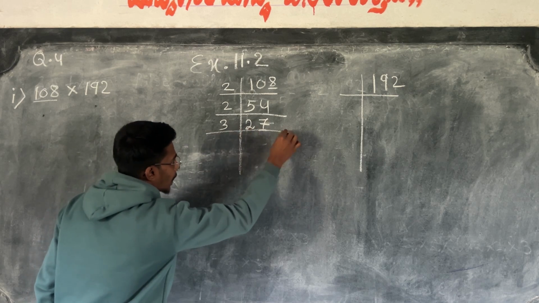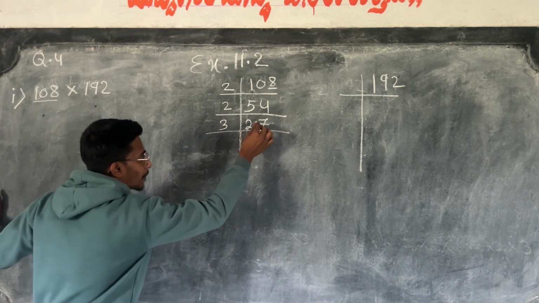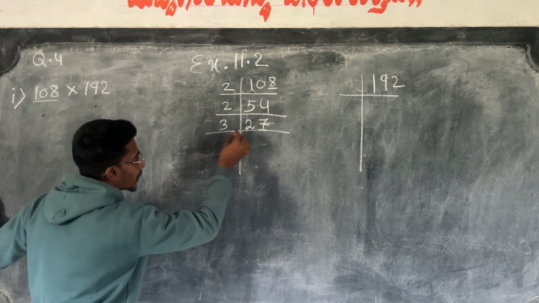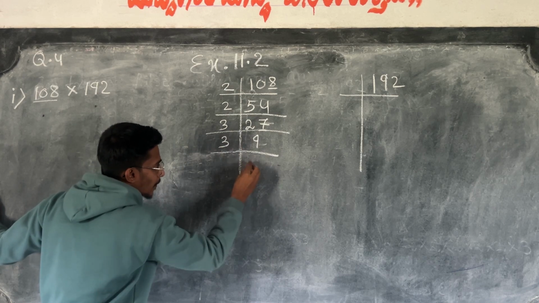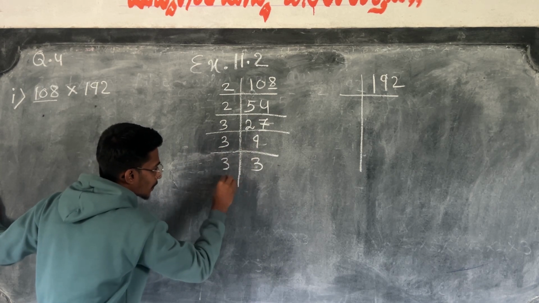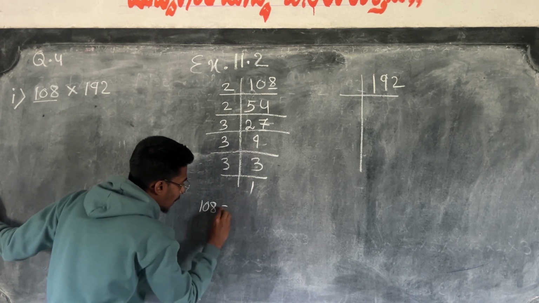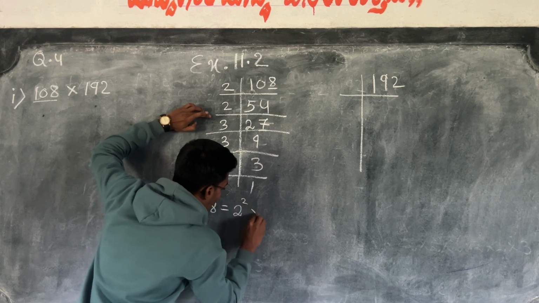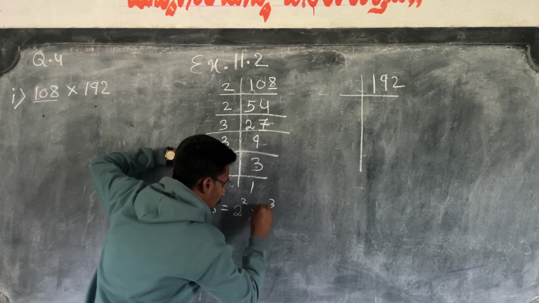What is the rule of 3? The sum of all digits is divisible by 3. 7 plus 2 is 9. 9 comes under 3's table, so it is divisible by 3. 3 9s are 27, 3 3s are 9, 3 1s are 3. So write all factors of 108, that is 2 into 2, that means 2 square, into 3 into 3 into 3, 3 cube.